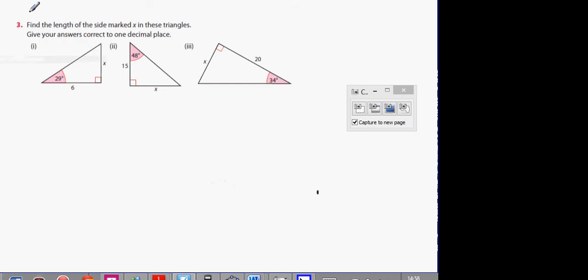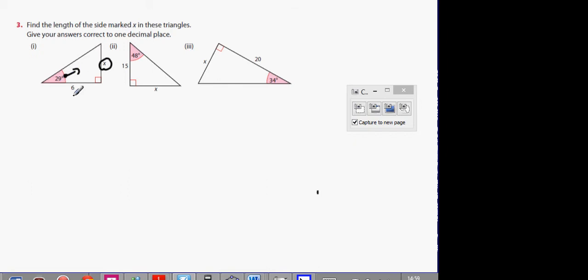Okay, question 3. Find the lengths of the side marked X in each of these triangles. I have this angle here, see the angle 29 degrees. Everybody happy with that? See it? Yeah? Now, I'm going to do this question 2 ways just to show you can do it 2 different ways. Here's the first way.